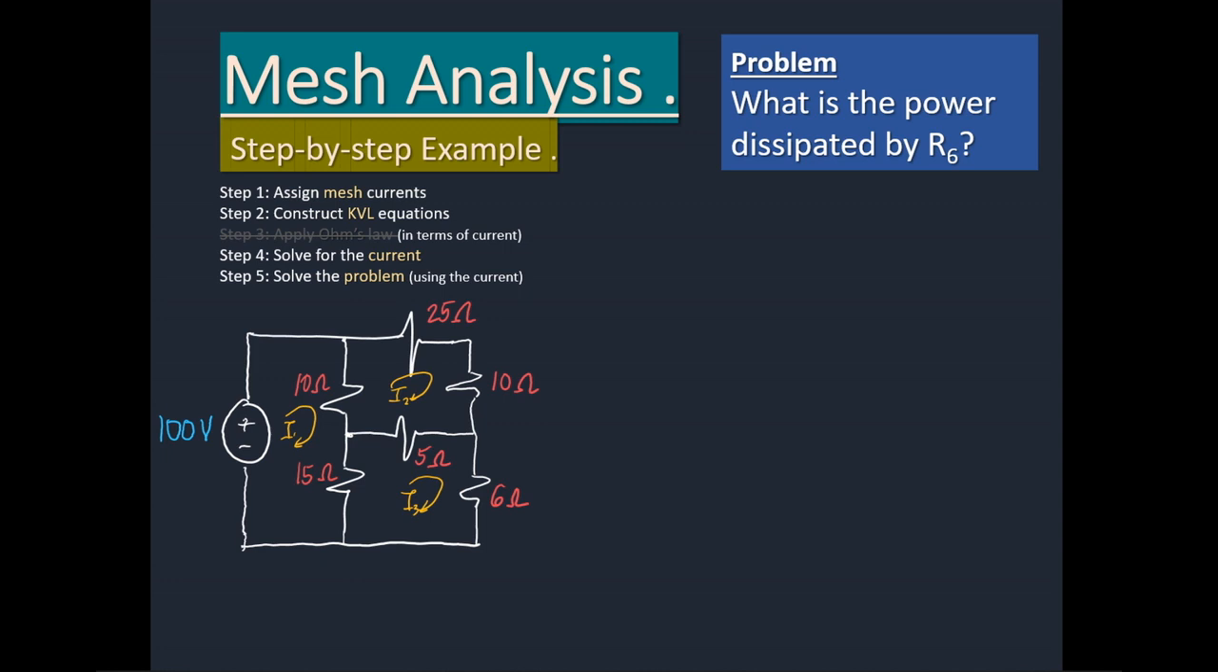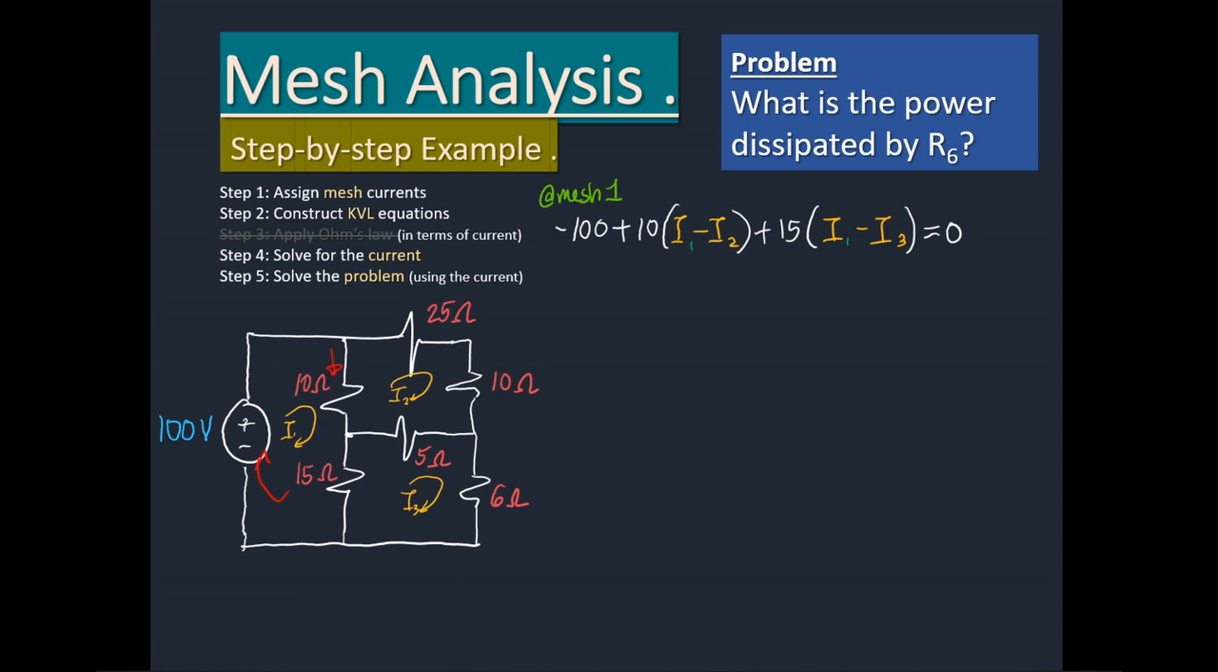Then construct KVL directly. Very simple, the same step as previously, but just take note that I1 is the reference of mesh 1. So I1 enters negative 100, therefore this is negative 100, and then it enters the 10 ohms. So I1 enters 10 ohms, and you simply write 10 times I1.